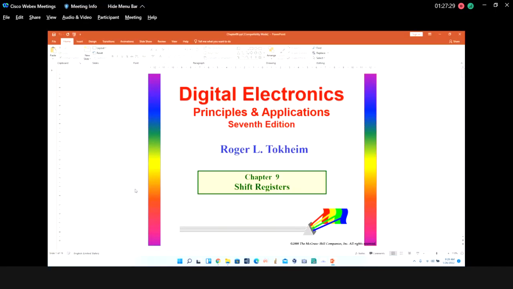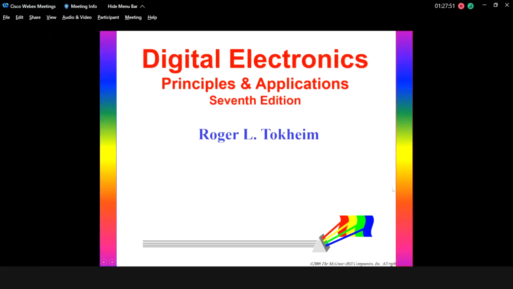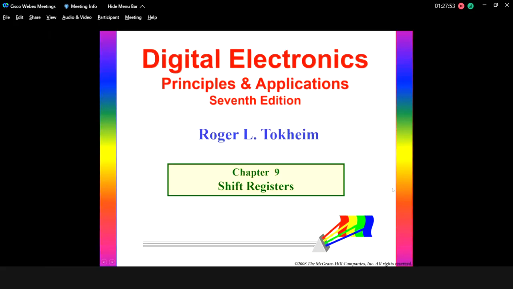Okay, we'll continue. Actually, you have one more slide, but this one is of course not covered in the final exam. But I'd like you to have a brief idea on what a shift register is.